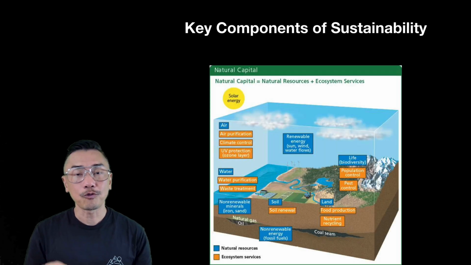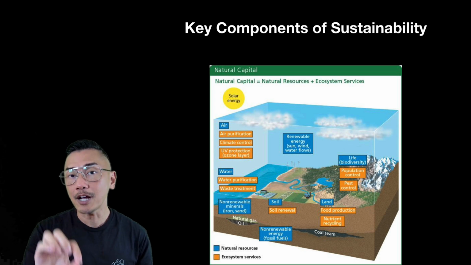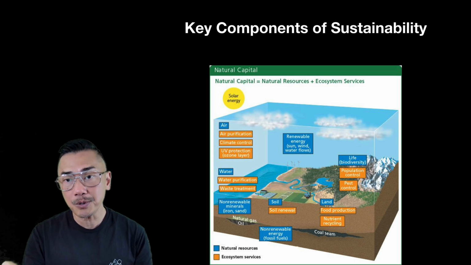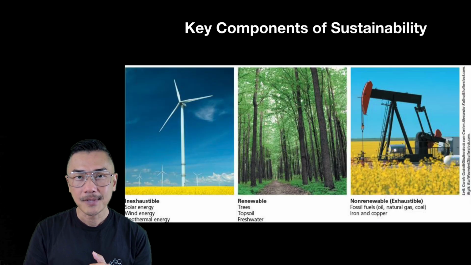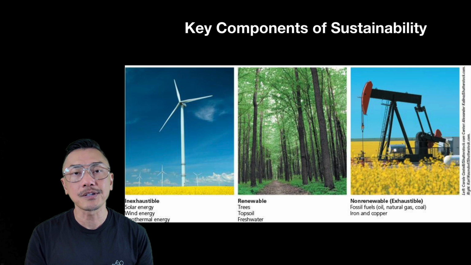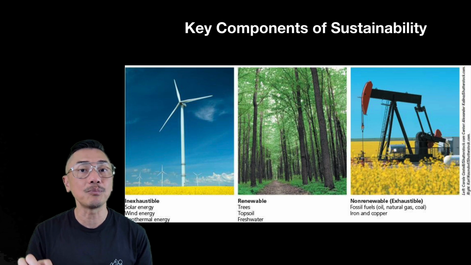This graphic reminds us that natural capital is the sum of natural resources, shown in blue here, and ecosystem services, shown in orange. This graphic summarizes the 3 different types of natural resources: inexhaustible, renewable, and non-renewable, and gives examples of each one.